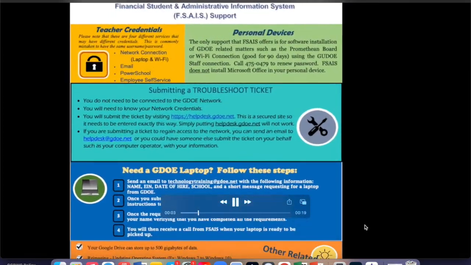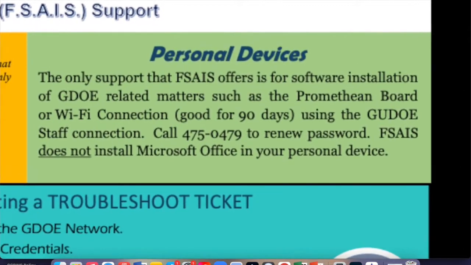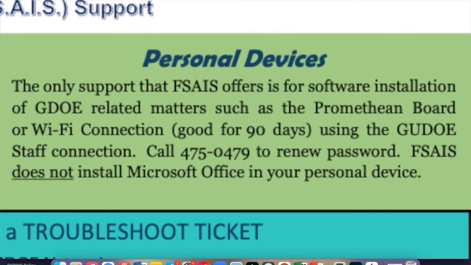On the laptop tips for teachers, you'll notice a section in reference to personal devices. You'll see that you're able to request internet connectivity by calling 475-0479. Please note that this internet connection on your personal laptop will only be good for 90 days, at which time you'll need to simply call them back to request a renewal. You can also request specific software to be installed, such as software needed for the Promethean board or any other GDOE related equipment.